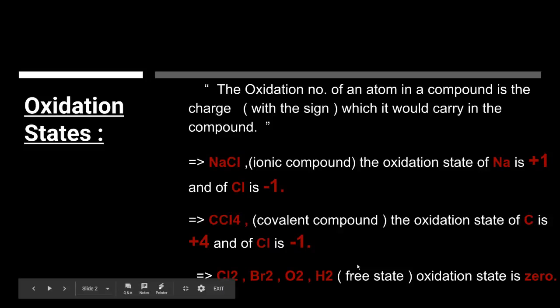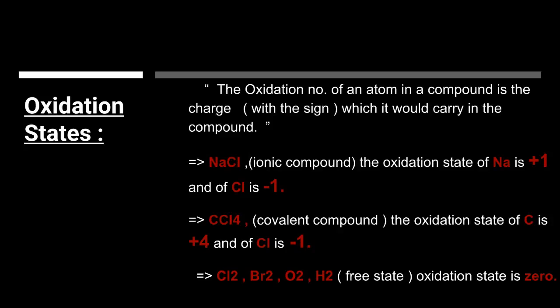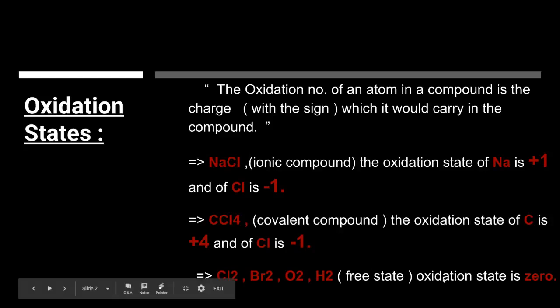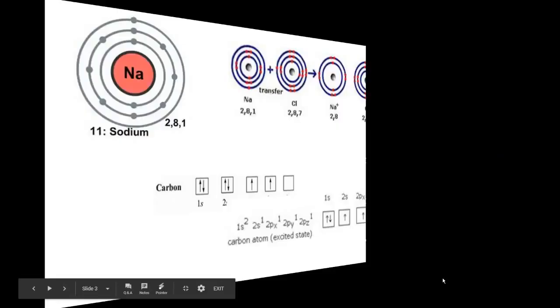Now chlorine, bromine, oxygen and hydrogen, Cl2, Br2, O2, H2, are in the free state. The free state is the uncombined elemental atoms, whether they are lone or diatomic or polyatomic, and the oxidation state shown by these is 0.